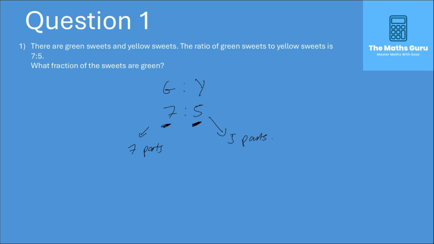So now, if we were to think about it, what fraction of the sweets are green? Okay, what is a fraction made of? Yeah? A numerator over a denominator. So let's say in this bag, what is the total number of sweets we have as parts? How many parts do we have? We have 12 parts. 7 plus 5, right? So the fraction of the sweets that are green is going to be the 7 parts over our total 12 parts. So 7 parts over our 12 parts. Now this means the fraction is 7 over 12.